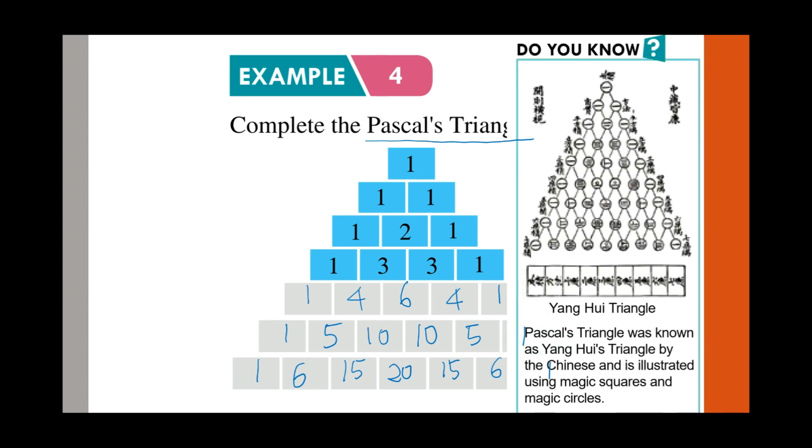This is the do you know part. So, you can see this is formed using circles. Okay, this is another triangle. It is called the Yang Hui triangle. Pascal triangle was known as Yang Hui triangle by the Chinese and is illustrated using magic squares and magic circles. Okay, so this is a different one from the Pascal triangle that we have in this version here.